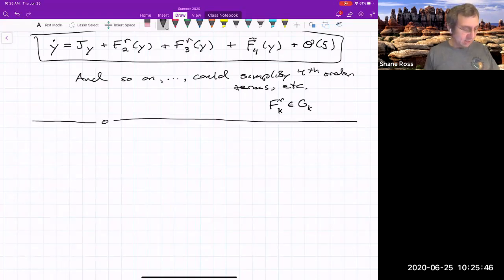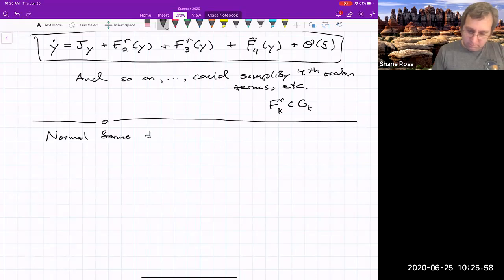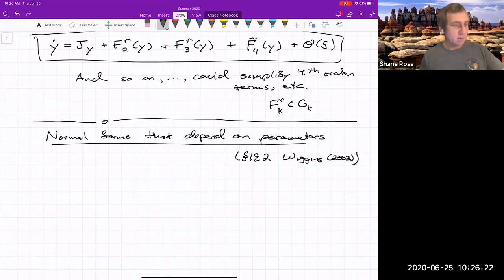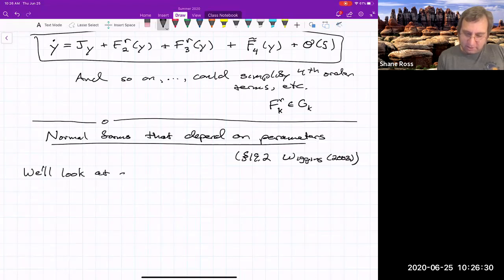And there are some tricks related to this, so it's good to do. So normal forms that depend on parameters. This is section 19.2 of Wiggins' 2003 book. So we'll look at a main example, which is the Hopf bifurcation. I guess this would be the normal form for the Hopf bifurcation.